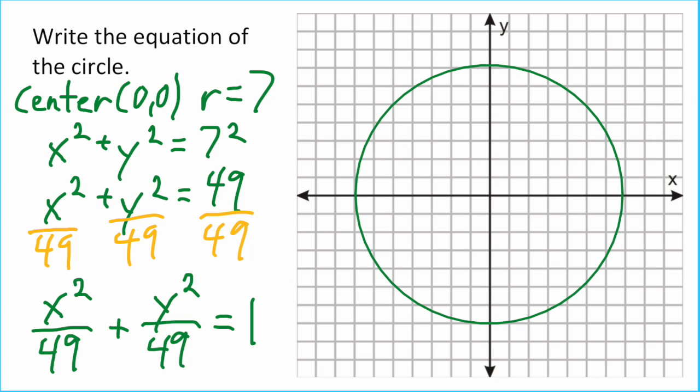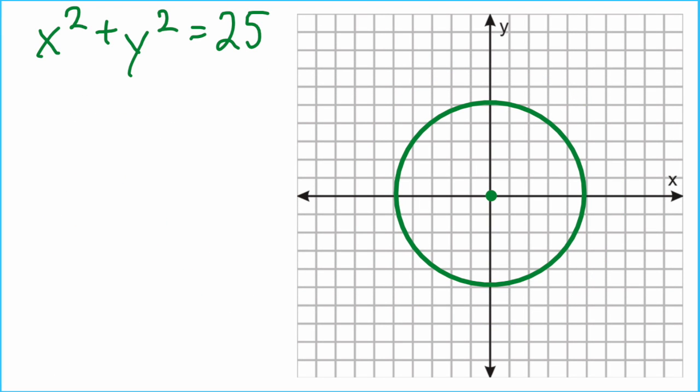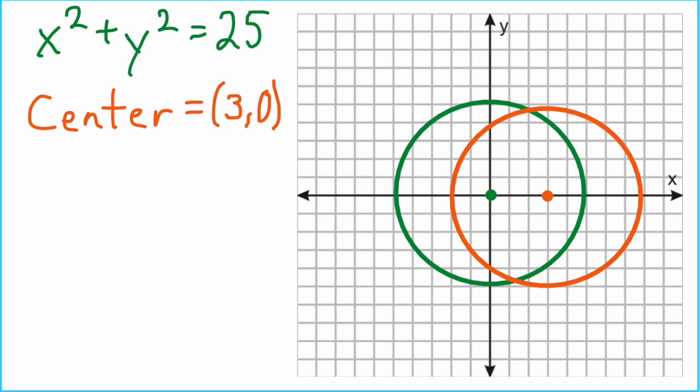Now this is a more complicated looking formula, but this will help you a lot when you get to more advanced math and you start making shapes that aren't circles. All right, let's go back to our original circle. x squared plus y squared equals 25. And now let's take a look at what happens when I make a new circle that is shifted 3 spaces to the right. So now the center is (3, 0), and the radius is 5.